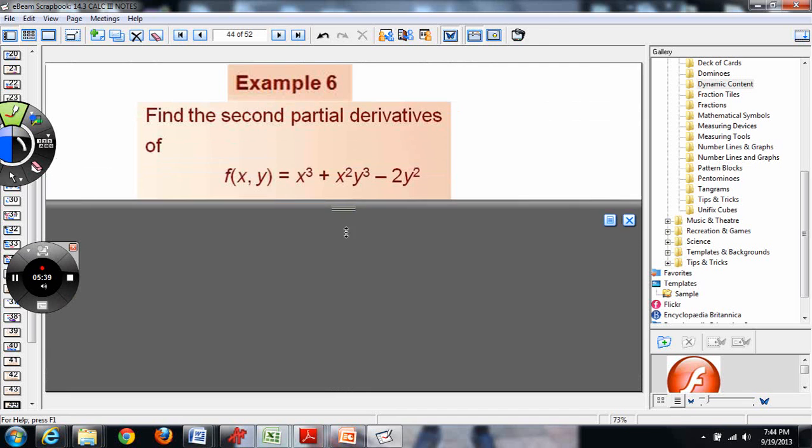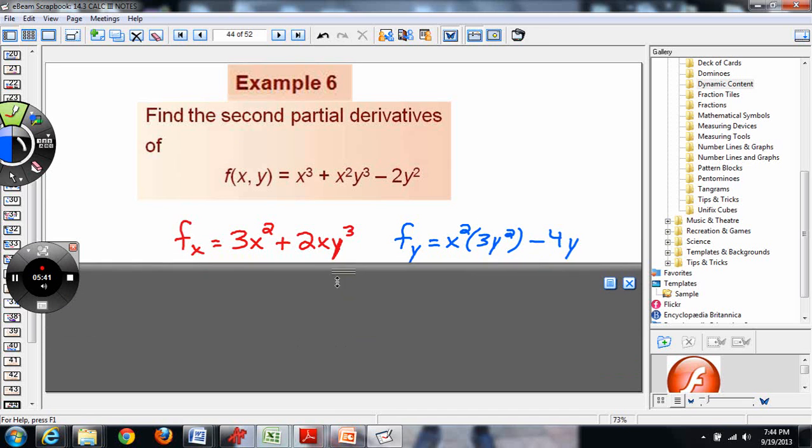All right, so let's do this one. Find all the second partial derivatives. That's just kind of a big mama problem because they're asking for every single possibility of second partial derivatives. So first, of course, you need to find the first partial derivatives. You guys know how to do that. We did that in class the other day.